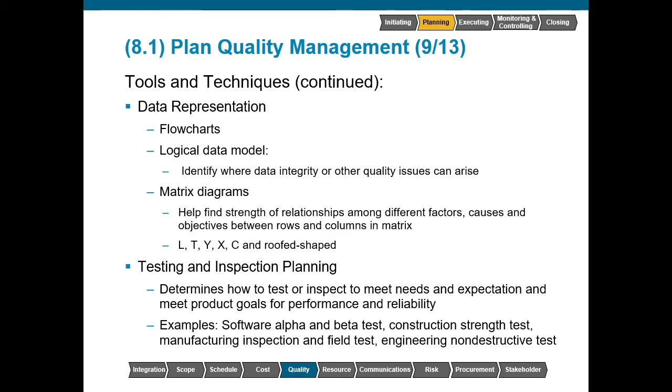So perhaps we start testing the concrete before we lay it into the foundation, and that could be a very iterative process as we're doing inspections on the things going into our construction project. Manufacturing inspection, if we have a number of deliverables, we may have to settle for a sampling strategy, and also engineering non-destructive testing.